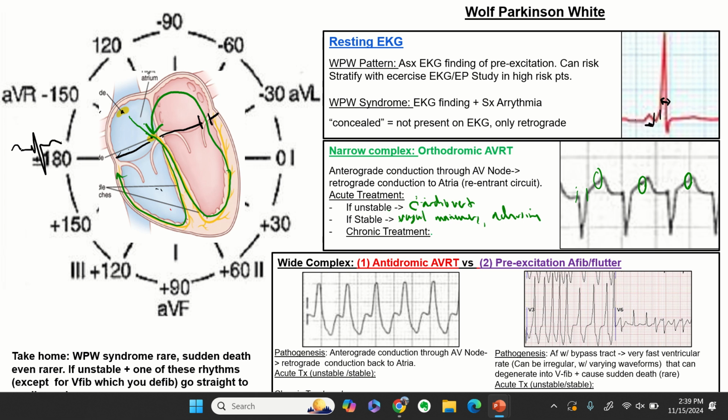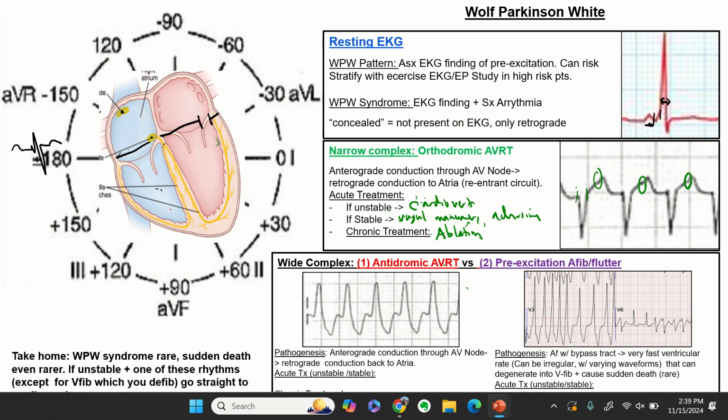Adenosine is going to block that AV node. Since the reentrant loop is through the AV node, this will stop that arrhythmia from continuing to happen. And like most treatment, for these patients, chronic treatment is going to be ablation. You really got to take out that reentrant pathway to prevent recurrence of this over and over again. All right, so now we get to the harder ones. So that's orthodromic AVRT.